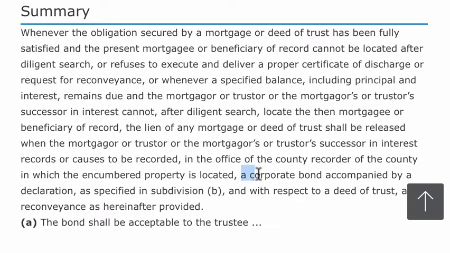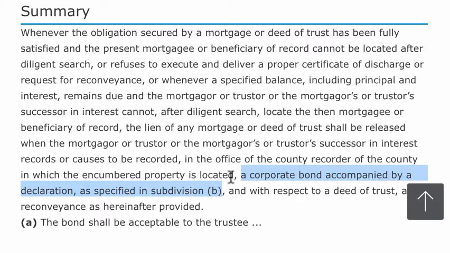So this is, I'm sorry I didn't read that correctly, but it's basically telling you that if the trustee or the beneficiary of the mortgage refuses to execute a full reconveyance after you fully satisfy the mortgage, i.e. pay off the payoff statement with your banker's acceptance, your banker's note, your bill of exchange, then you can issue a corporate bond accompanied by a declaration as specified in subdivision B.